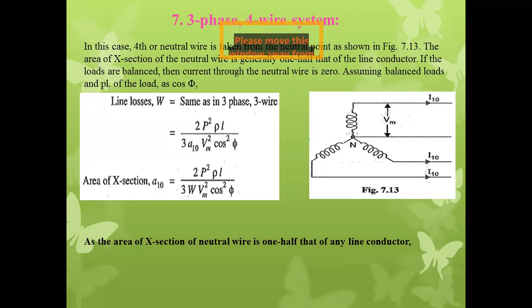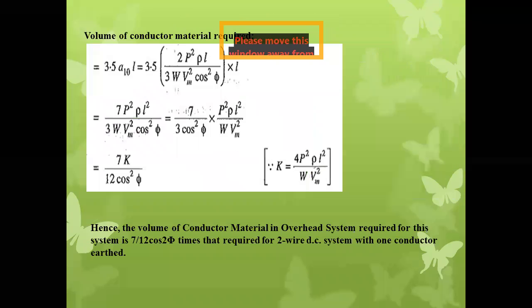The line loss will be 2 into p square rho l divided by 3 into a10 Vm square cos square phi. By rearranging that, we will get the area of cross section: A10 is equal to 2p square rho l divided by 3 into w into Vm square into cos square phi. As the area of cross section of the neutral wire is one half that of any line conductor, remember this point. We can directly guess the volume of conducting material required for the neutral wire.